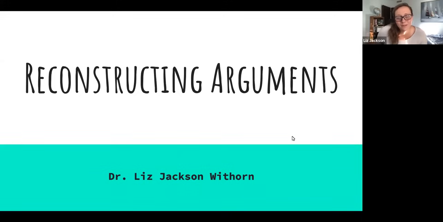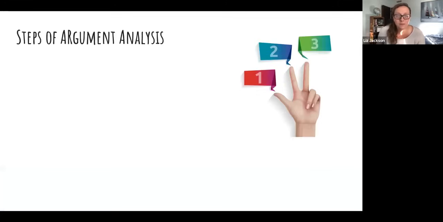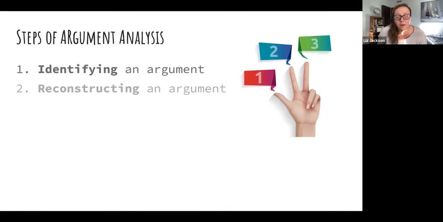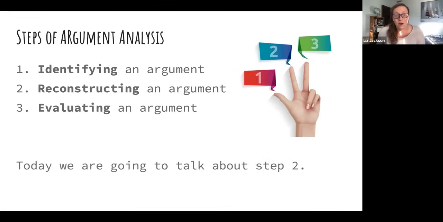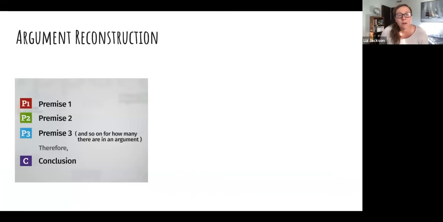Hi everyone. So today we're going to talk about reconstructing arguments. Just as a brief review, we're talking about 3 steps of argument analysis: identifying an argument, reconstructing an argument, and evaluating an argument. We started with step 3 and then we moved to step 1. And so today we're going to talk about step 2. How do we reconstruct an argument?